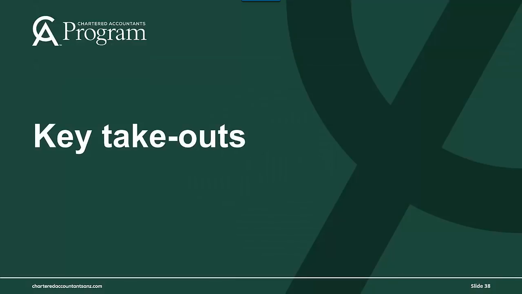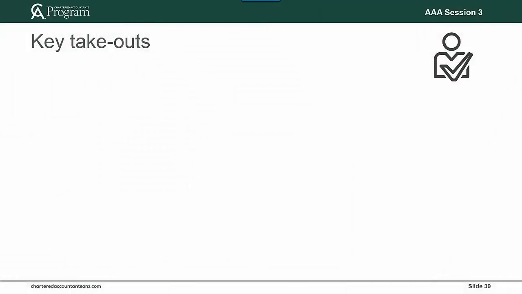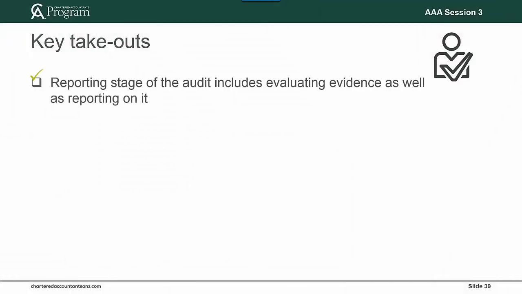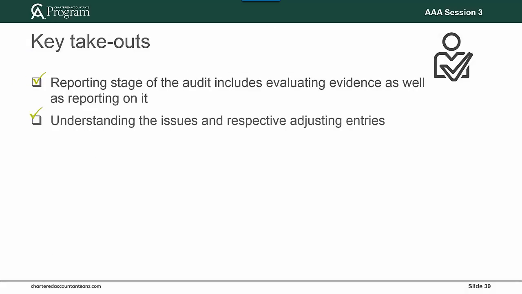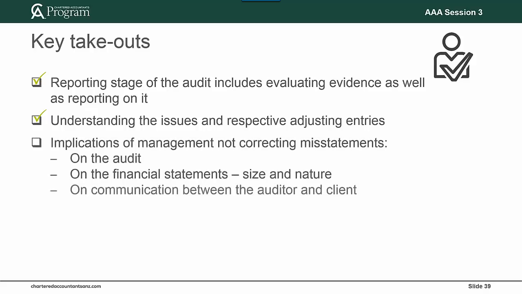So before we finish off today, let's just take some key takeouts from today's session. So remember that the reporting stage of the audit includes evaluating evidence as well as reporting on it. It's important that we always understand any issues and what the respective adjusting entries might be. So what are the implications of management not correcting misstatements, both on the audit and on the financial statements? And then what communication is required between the auditor and the client?